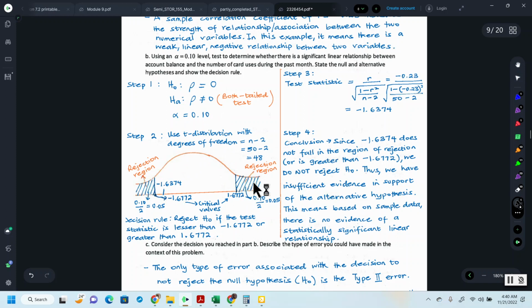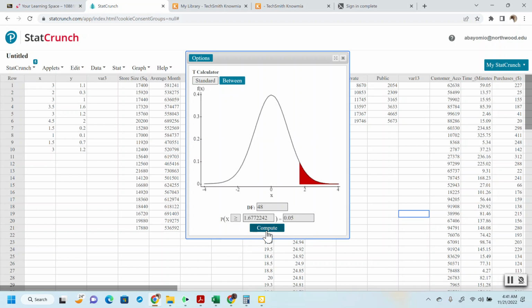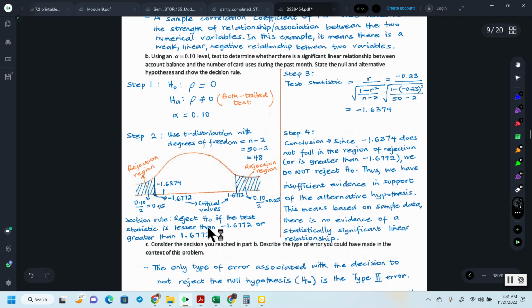So I need to specify 5% as being bigger than an unknown value, pretending that we don't know the critical value yet. So I'm going to put 0.05 for 5%, and I'm going to choose greater than and compute. So the unknown critical value is 1.6772. So that is where I got my 1.6772.